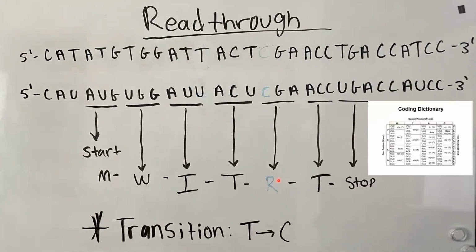And last, we have a read-through mutation, which takes an original stop codon and now makes it a codon that will code for a specific amino acid protein. And here we have a transition mutation from a T to a C, which took this original stop codon and made it code for the R amino acid protein and extended the amino acid protein chain. So that is how mutations affect DNA sequences.